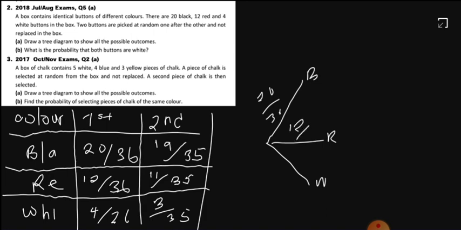So for our first selection we've got 3 branches: for black, for red, and for white. Black is 20 over 36. Red is 12 over 36. White is 4 over 36. We are done with the first selection. Our second selection, each of these is going to have 3 branches.